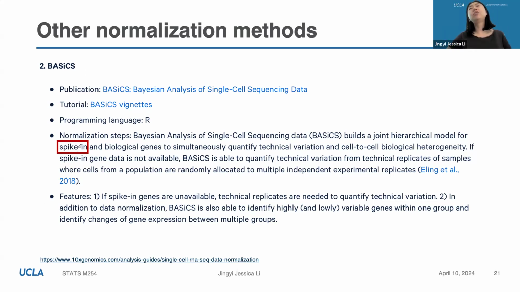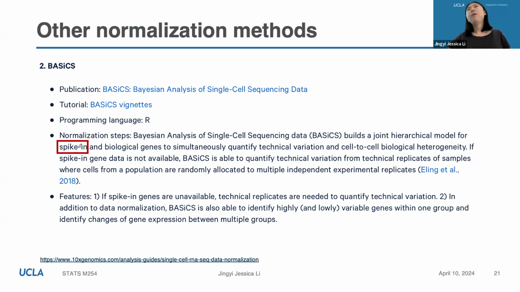So spiking is a word we often talk about in experiments and for computation analysis. So what I mean is that we try to add RNA molecules with known concentration to our sample. So then when we collect the data, we can compare our measurements to the known concentration as the ground truth for normalization. And this is a very standard procedure for bulk RNA-seq. But for single-cell RNA-seq, what is a reasonable or good enough spiking is still arguable.